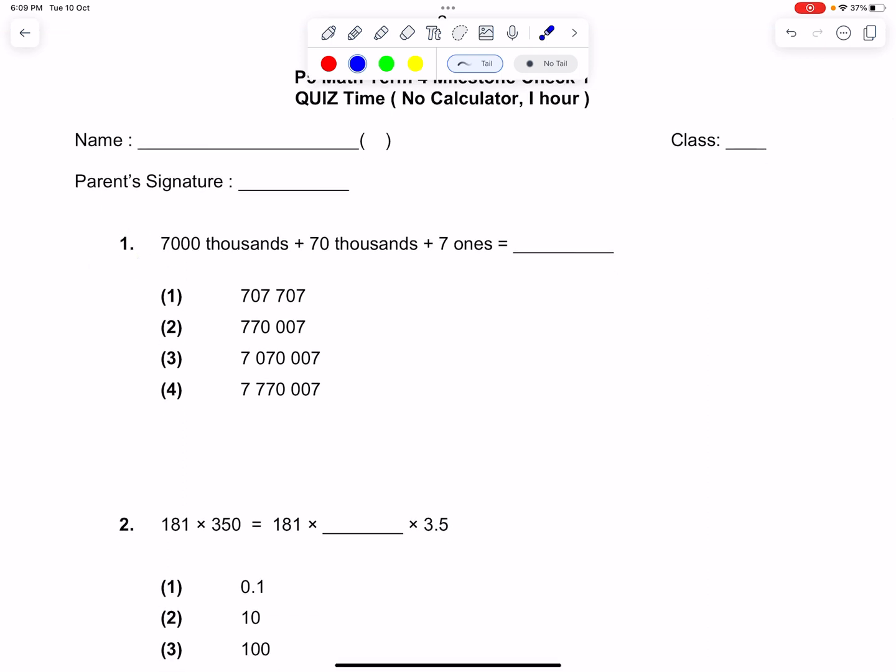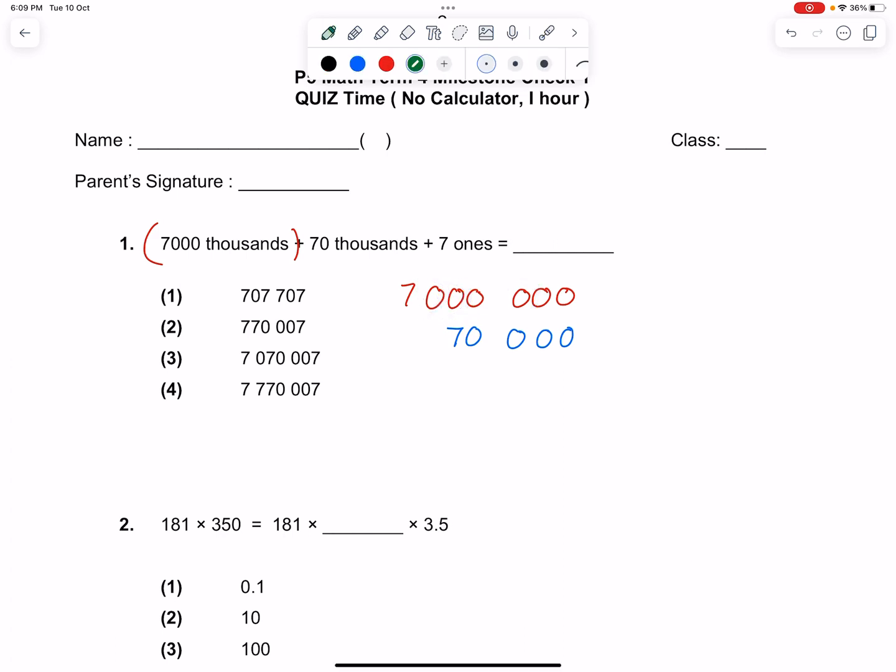First question, they would like you to know the value of this, adding this to this. To do this, you need to write down the value of each component. So 7,000 is in the millions. So 70,000 is in the 10,000s place. So your 10,000s place is also over here. Just a quick revision: this is your ones, your tens, your hundreds, your thousands, your 10,000s, your 100,000s, and your millions place.